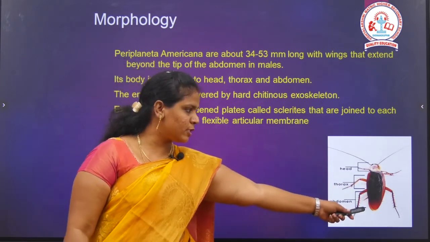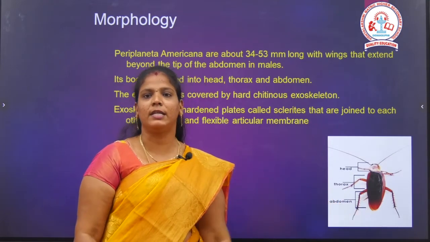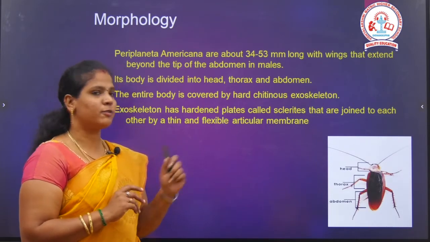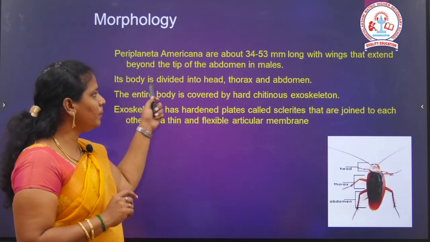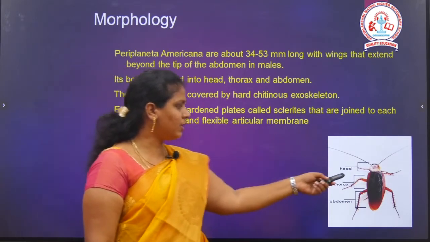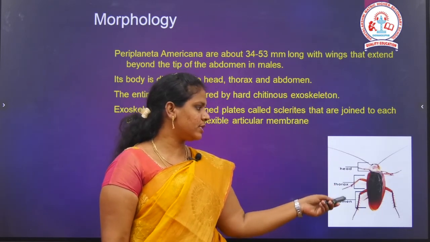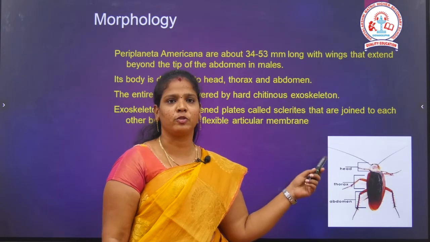The wings, if they reach the end of the body, it is male. If they reach only up to the anus region, it is female, okay. So the body is divided into three regions: head, thorax and abdomen. These are the three divisions of the body.